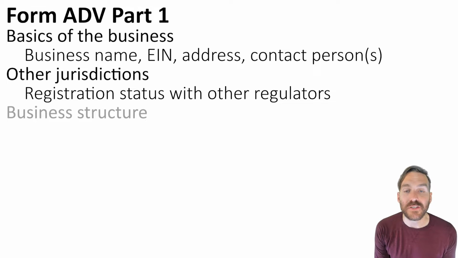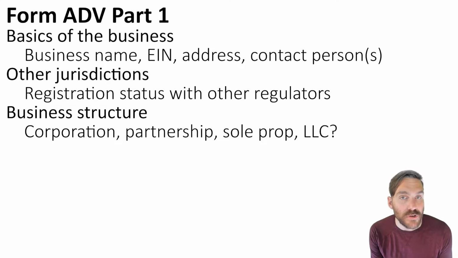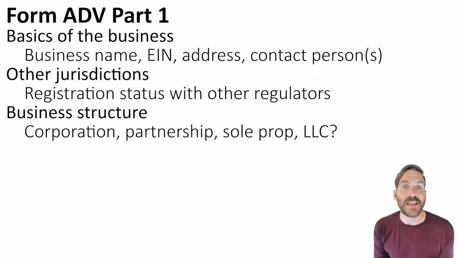Third would be the business structure. Is the advisor set up as a corporation? That could be an S Corp or a C corporation. Is it a limited partnership? Is it a general partnership? Is it a type of sole proprietorship? Or is it an LLC? Those are the primary ways that you can form a business, and it's important for the regulators to know what type of business structure they're dealing with.